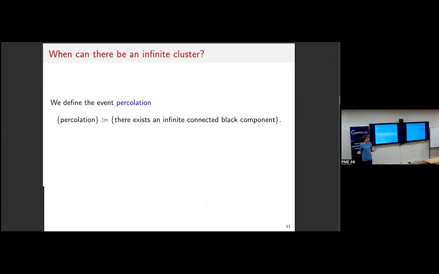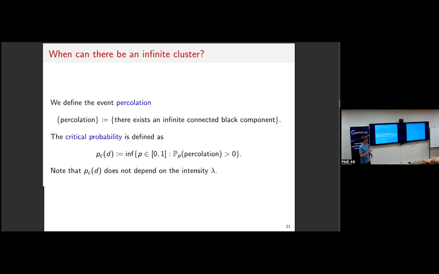And if this occurs, then we say that percolation exists. And what we can now do is define a threshold, the critical probability, above which, so if p is above this critical probability, there can exist an infinite component, and below that, there are no infinite components almost surely. And about those models, the nice thing is that here this critical probability is actually independent of the intensity lambda.